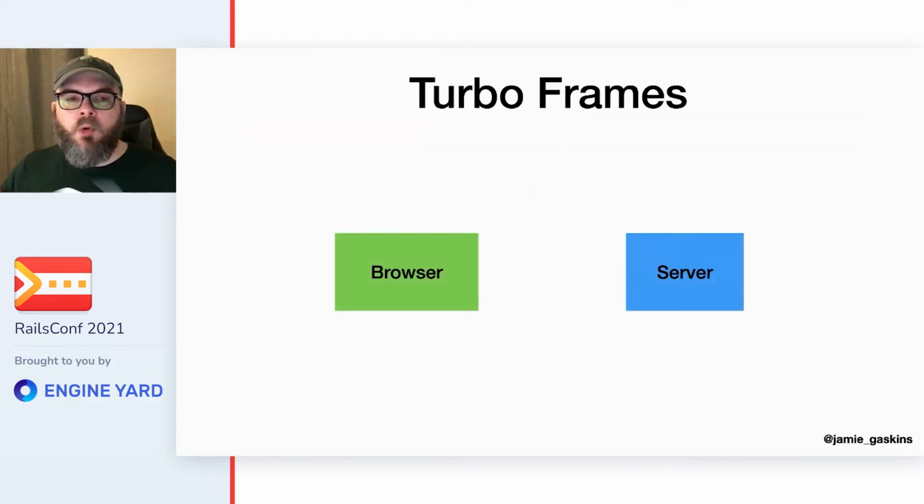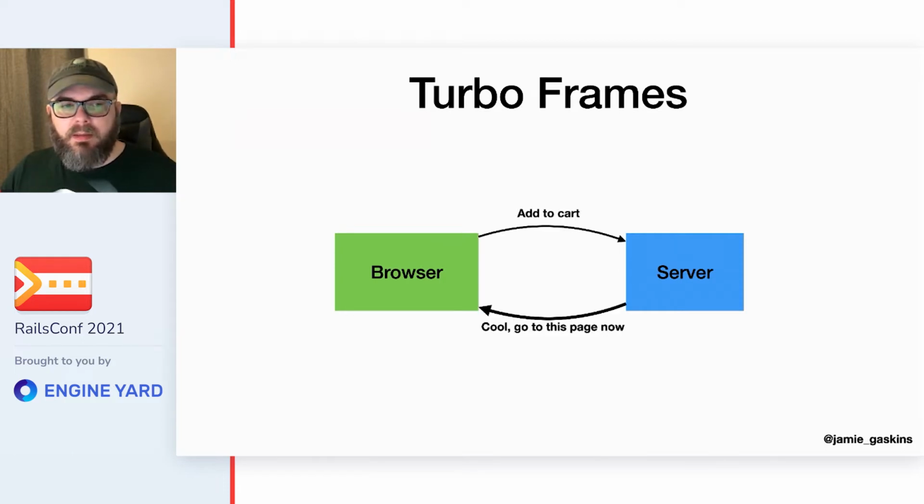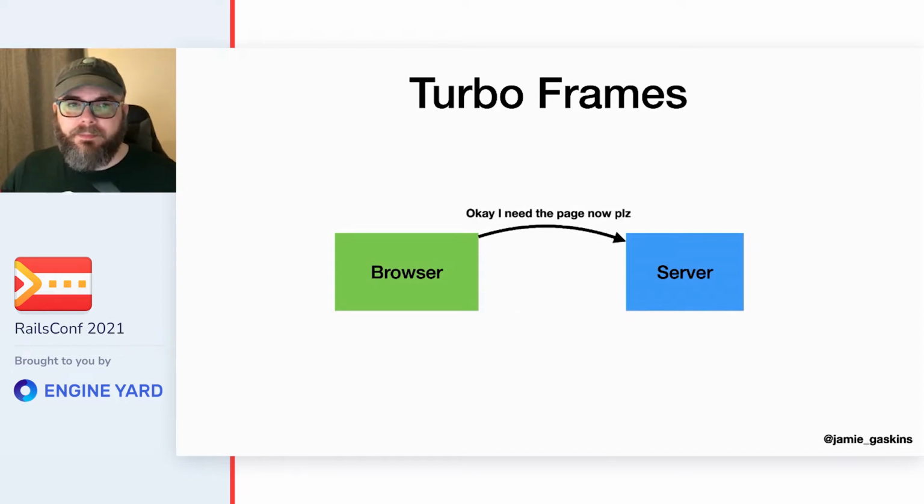So let's consider what that would normally look like in a Rails app. We click the Add to Cart button, which sends a request to the server. The server twiddles some bits in the database and responds with a redirect. And that redirect may be to the same page we were on. It could be a pre-checkout page or some other page entirely. For the sake of simplicity, we're going to go back to the same product listing that we were on.